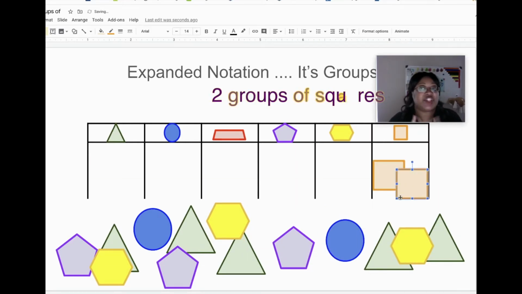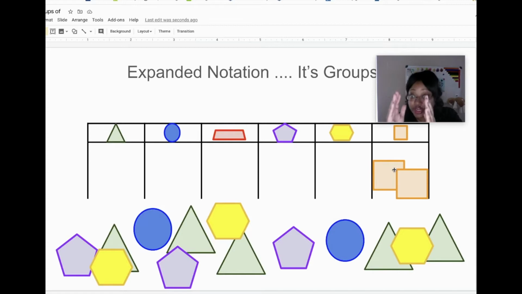So we don't say two squares. We're going to say two groups of. And do this with your hands when we say groups of. Two groups of orange squares. So where is it in the chart? It's in the squares. How many groups of squares do we have? We have two groups of squares.